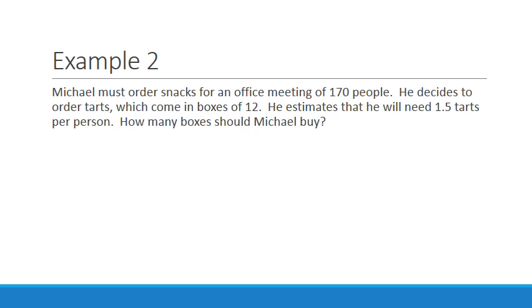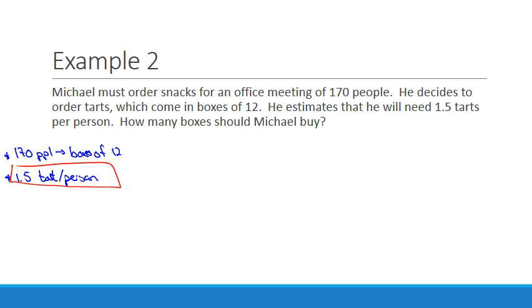Okay, again, you don't have to do this, but I like to summarize. So I'm going to write down, okay, so we have 170 people. He's buying boxes of 12. And he also knows that it's 1.5 tarts per person. Okay, so hopefully you've noticed right away that the 1.5 tarts per person is actually a unit rate.